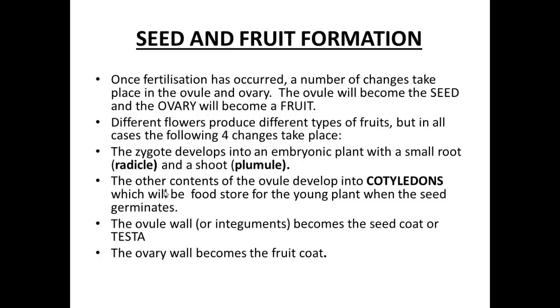The ovule wall, or the integuments, as we have them labeled on that diagram, become the seed coat, that hard seed coat, which is called the testa. And the ovary wall, the wall of the whole organ, the ovary, that becomes the fruit coat. And that will swell up in many cases and become a nice juicy fruit.